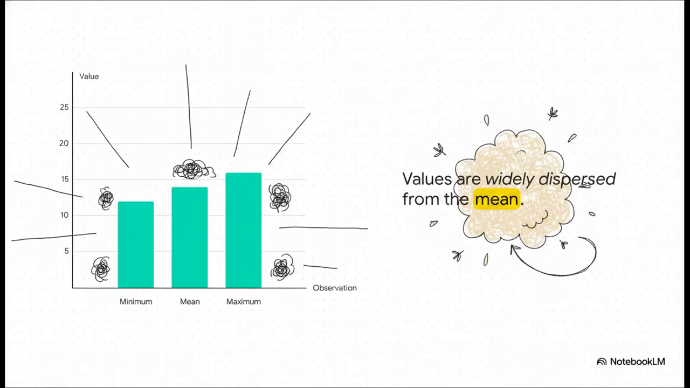Imagine you're tracking a patient's consecutive lab values over your shift, and you get 12, 13, 14, 15, and 16. Think about what that spread actually looks like. We have our lowest value at 12, our highest at 16, and they're all just kind of distributed around that middle area.